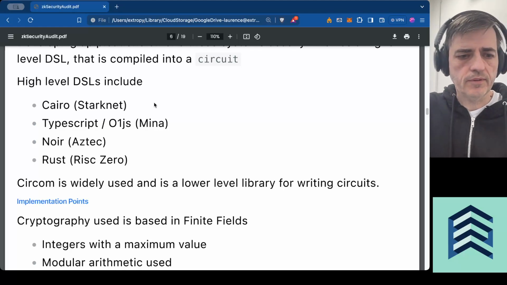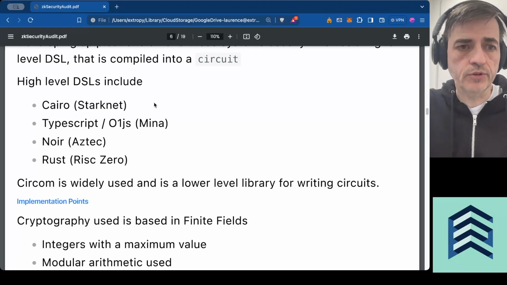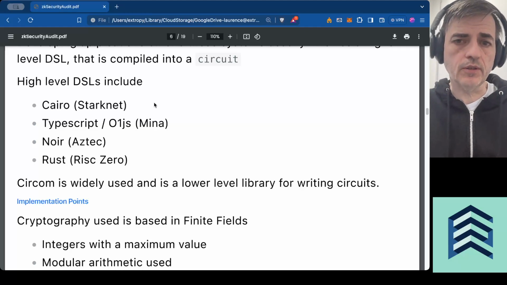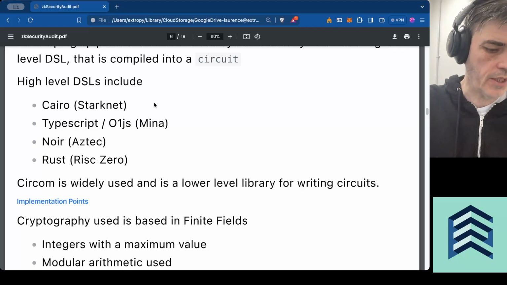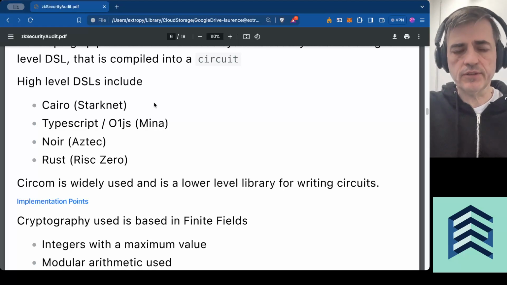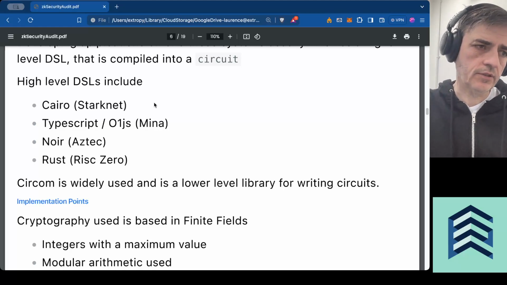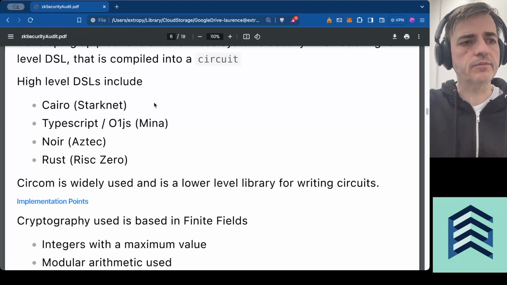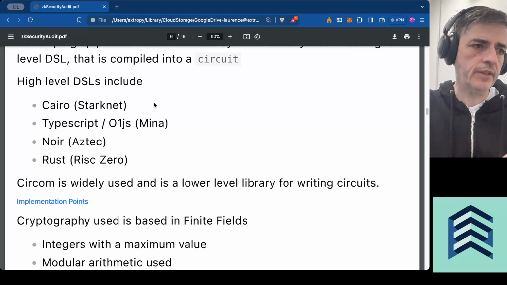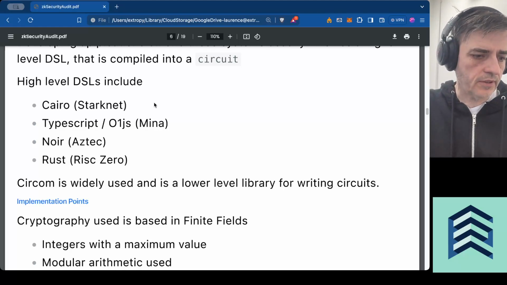Another library that is used quite widely is called Circom, but this is a lower-level type of library. So it doesn't look like a traditional programming language. It doesn't look like Rust, and it is much more closely connected to the circuit. What you're writing in Circom is much more closely connected to this thing called a circuit.